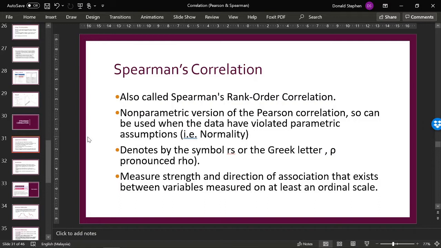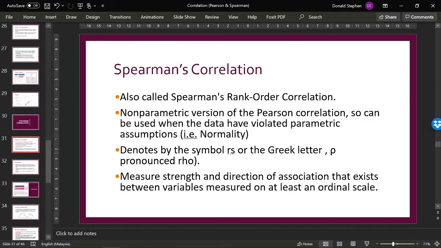Just now we used r to represent the Pearson correlation coefficient, but here we use r_s. The s here means Spearman. Sometimes people write it as r with a small s, and you can also use the Greek letter rho. When people see this symbol, they will know that it is Spearman correlation.